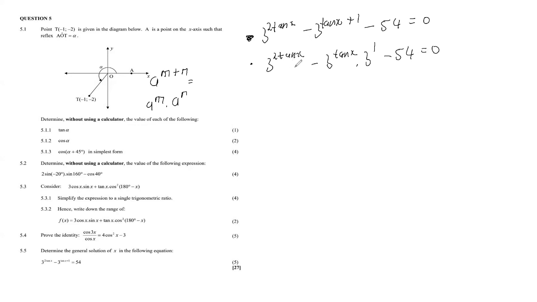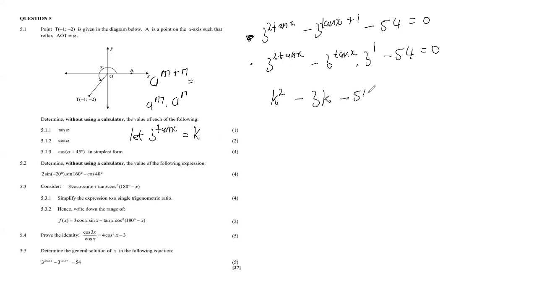Now, at this point, we can see that we are working with something that may require us to use the k method, right? Because we have tan x here and tan x there. So let's just say, let 3 tan x be equal to k. So that means here we will have what? k squared. And then here we have 3 to the exponent of 1, which is 3. But then remember the 3 tan x is k. So we'll have negative 3k.